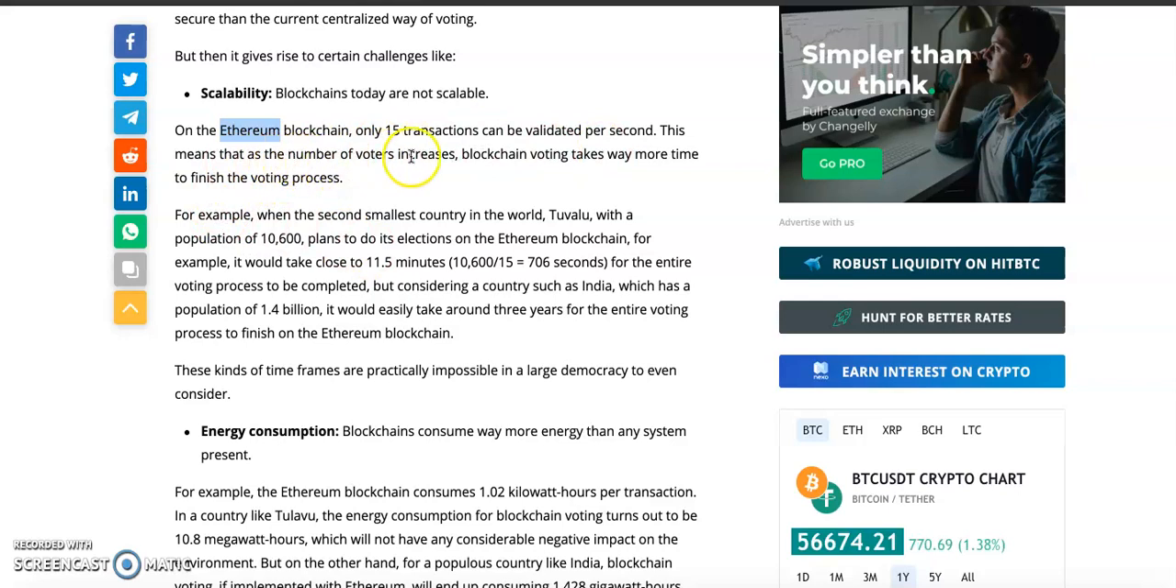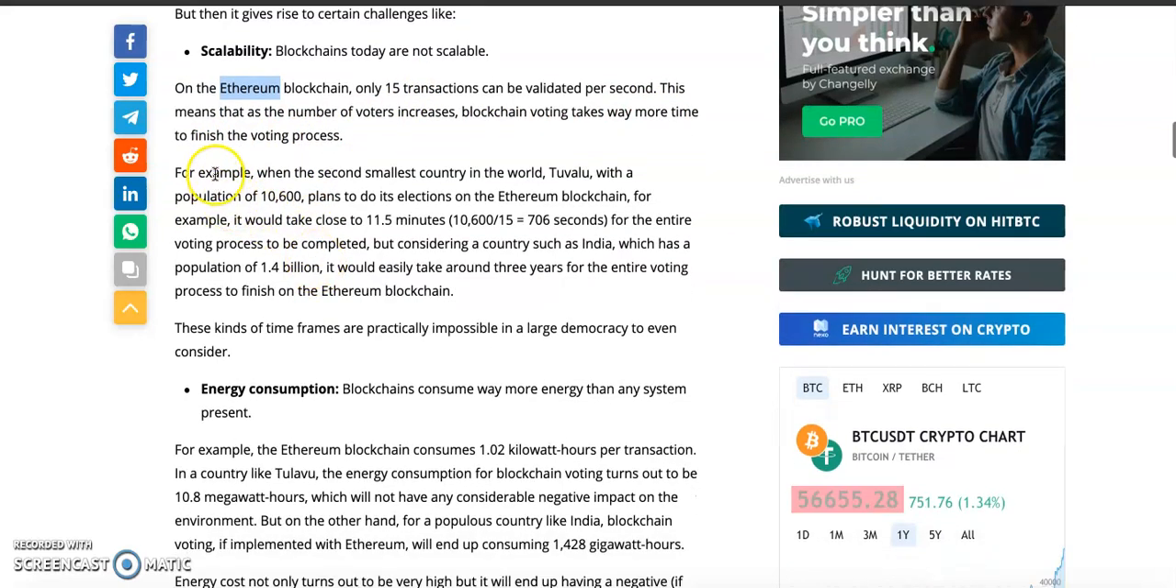This means that as the number of voters increases, the blockchain voting takes more time to finish, right? And for example, when the second smallest country in the world, Tuvalu, with a population of 10,600, plans to do its election on the Ethereum blockchain, it will take close to 11.5 minutes, which is 10,600, the population, divided by 15, equals 706 seconds for the entire voting process to be completed.